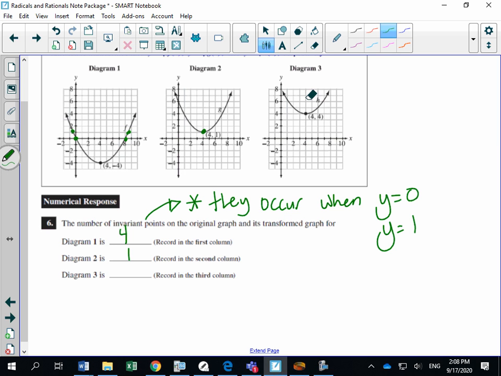If I look at diagram 3, and I'm going to take the radical of this graph here, what would happen is invariant points occur when y is equal to 0, and the graph doesn't cut through 0. Where y is equal to 1, the graph does not cut through 1. So this graph has no invariant points, right? So that answer would be 0. Okay, because if you said, well, this coordinate here, (4, 4), where would that be on the radical graph? It would be at (4, 2). So that point would go down here. And so there are going to be no invariant points.